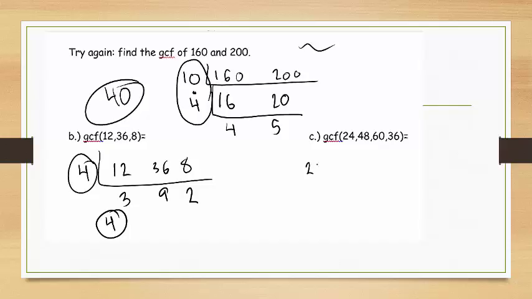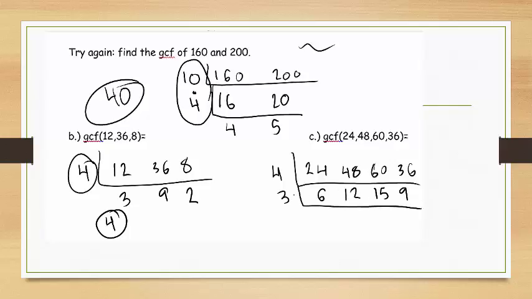Same thing, this time we'll do 4 numbers. So something that goes into all of these would be 4. That leaves me with 6, 12, 15, and 9. And I know 3 goes into all of these, so I'll pull out 3, and I'm left with 2, 4, 5, and 3. Since there's nothing that goes into 2, 4, 5, and 3, I'm going to circle and multiply. GCF is 12. And that's about it for GCF.